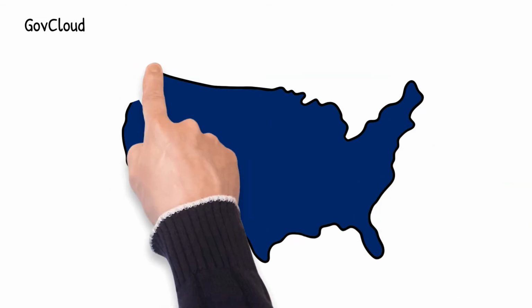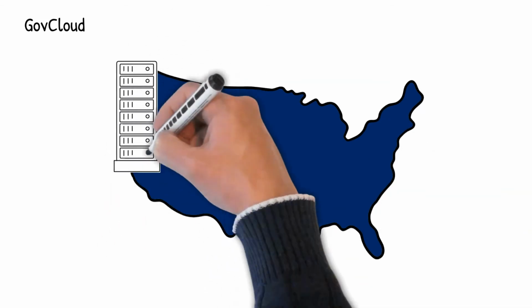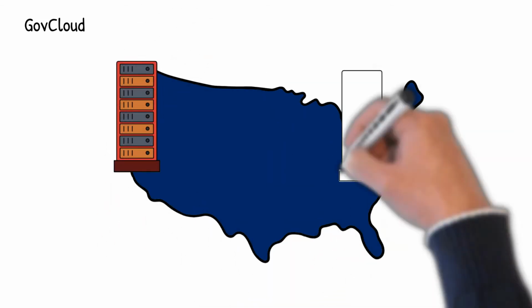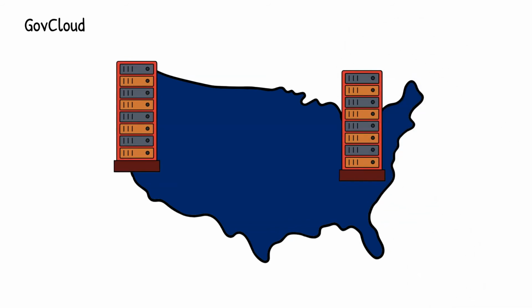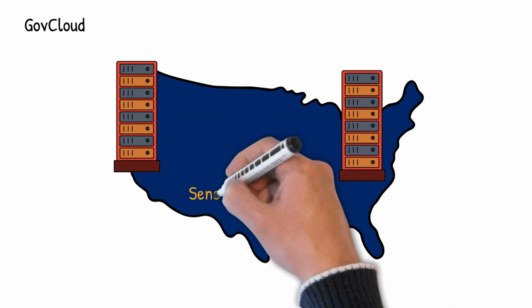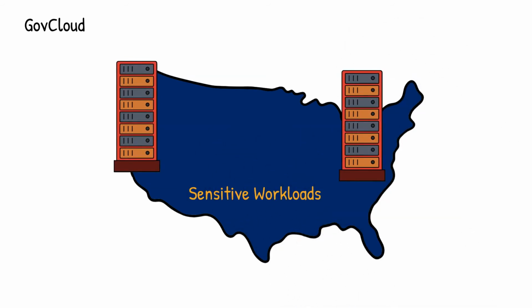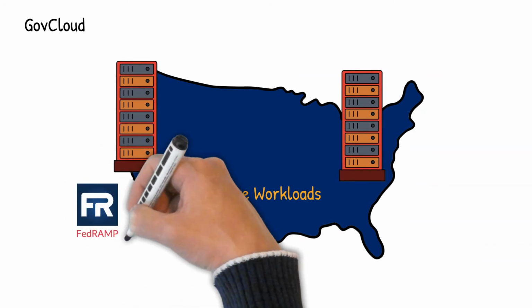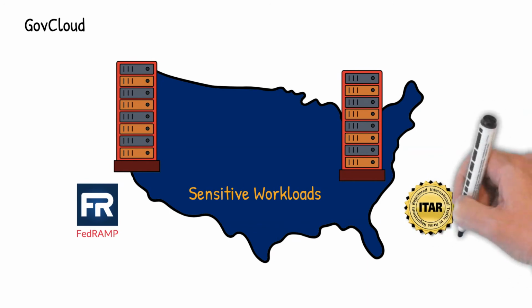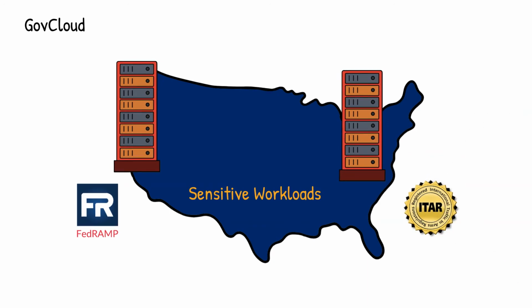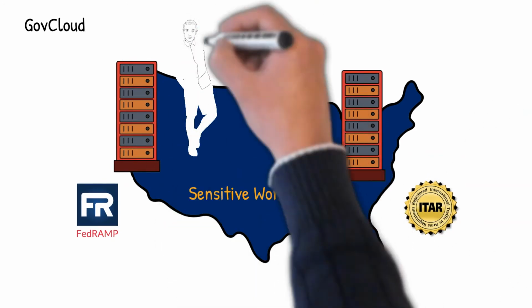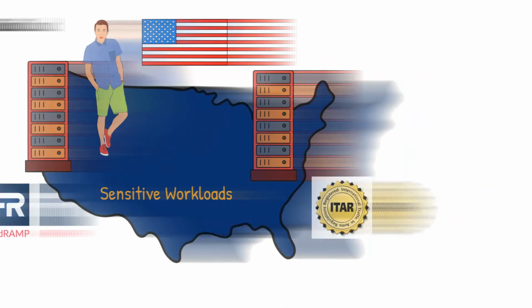GovCloud is a special region created for US government, its agencies, and their customers who are building, running, or managing highly sensitive workloads with specific compliance requirements such as FedRAMP, ITAR, and others. GovCloud resources can only be accessed by US person on US soil.